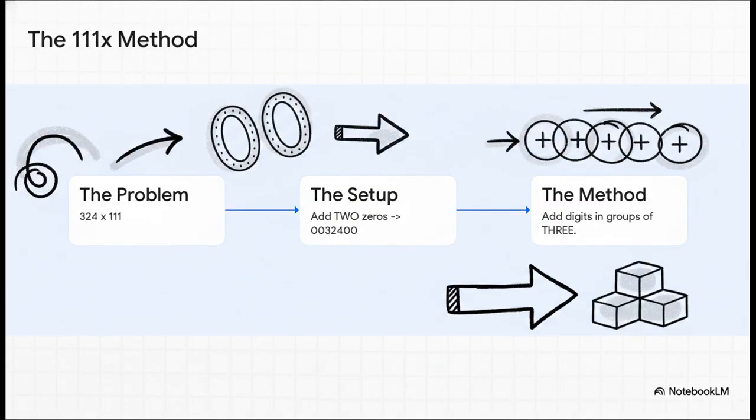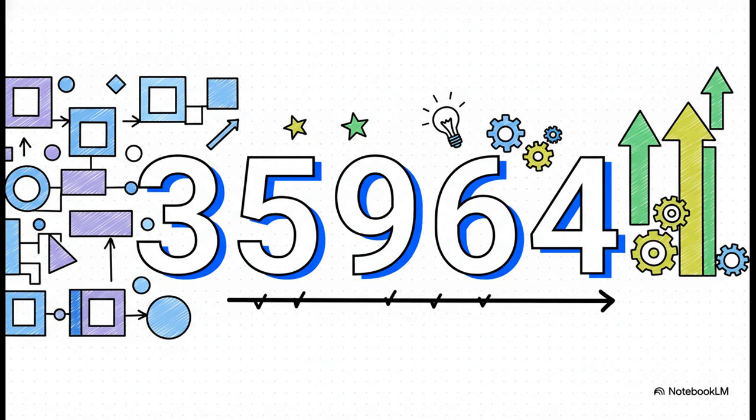Let's apply that. For 324 times 111, our setup becomes 0032400. Now we just sum the digits in groups of 3 from right to left. So we start with 4 plus 0, which is 4. The next group is 2 plus 4 plus 0, which is 6. It's the exact same logic, just with a bigger group. And when you follow that pattern all the way through, you get 35,964. The system is so consistent, it's scalable, and it just works.